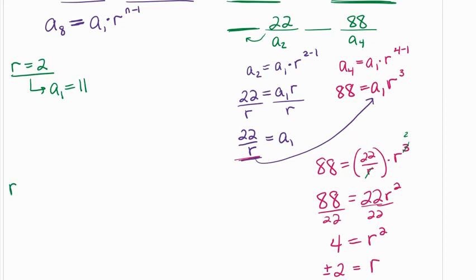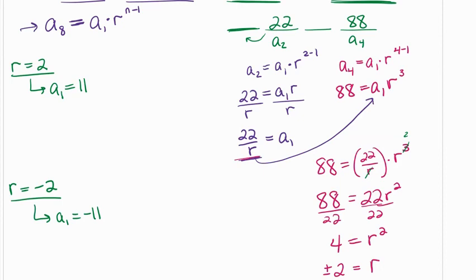If our common ratio is negative 2, then that means we would take 22 and divide by negative 2. Then we would get a first term of negative 11. Right? So we have these two possibilities. Okay, so using both possibilities, we're going to find our eighth term. That's what we originally wanted to do.